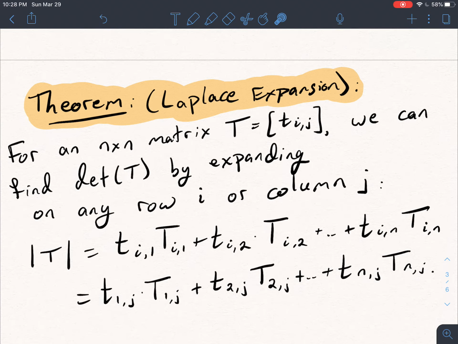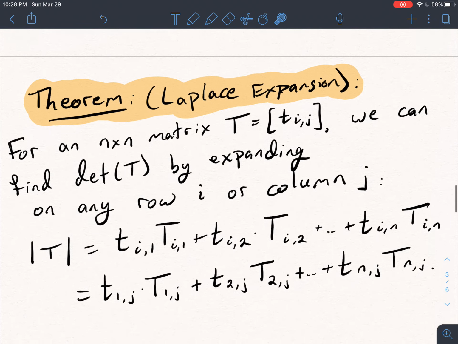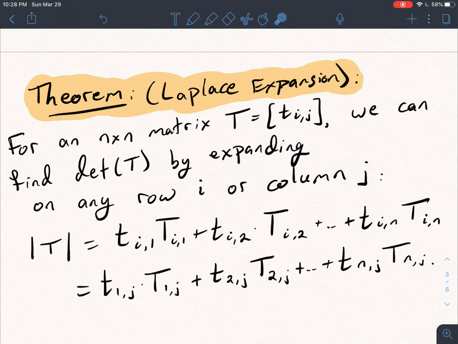Okay. So, theorem, Laplace expansion. This just formalizes the example that we just talked about. For an n by n matrix T, the entries of T are going to be given by T sub ij. We could find the determinant of T by expanding on any row i or any column j. So there are two options. We could expand on a row, row i, or we could expand on a column, column j.